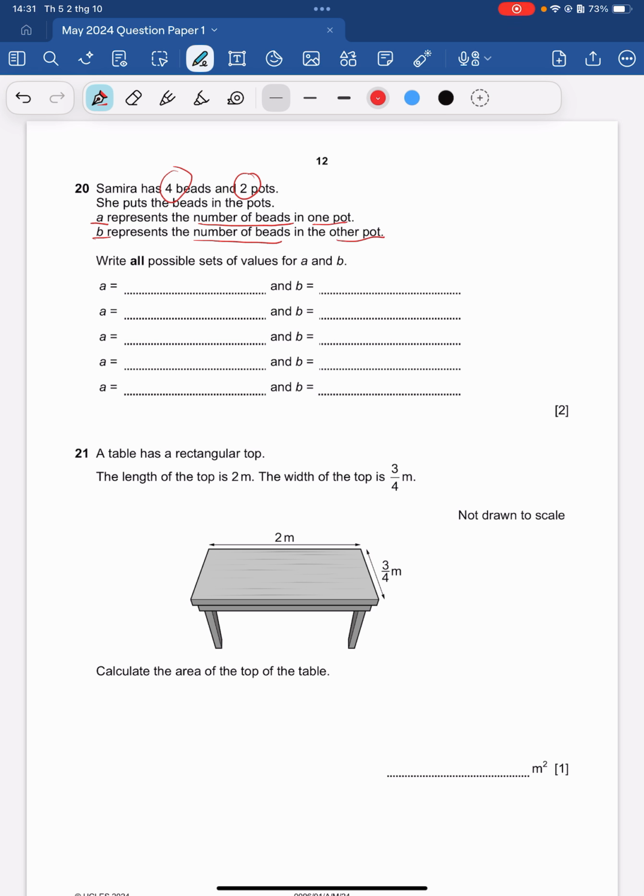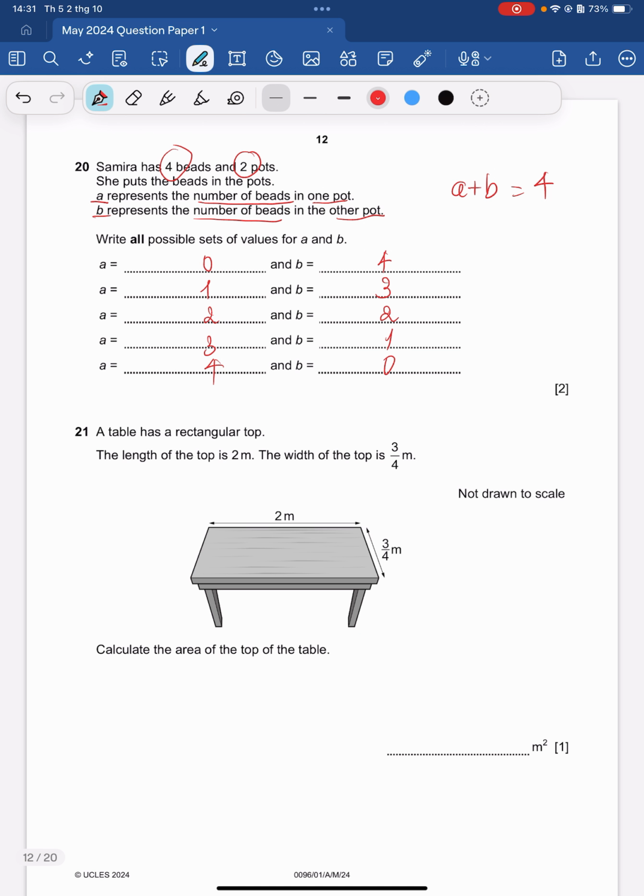Okay. So write one possible pair of values for A and B. We have, because the total is 4, right? So A plus B is 4. Let's try possible values. You can try from 0 and 4. So 1 and 3, 2 and 2, 3 and 1, and 4 and 0. Finish.